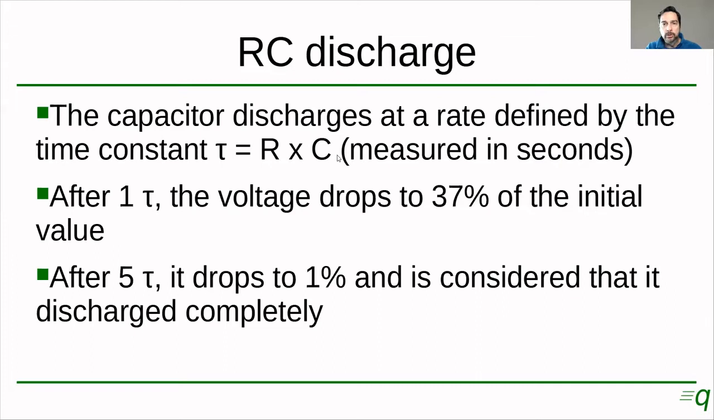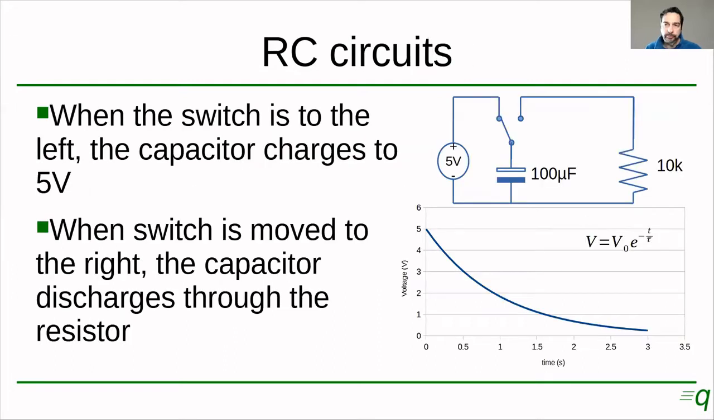If we go back to the previous slide, I have 100 microfarads times 10 kilo ohms. So 100 times 10 is 1000, and micro times kilo is milli. So this is 1000 milliseconds, or 1 second, okay?